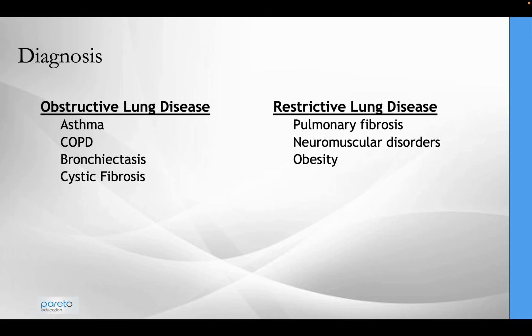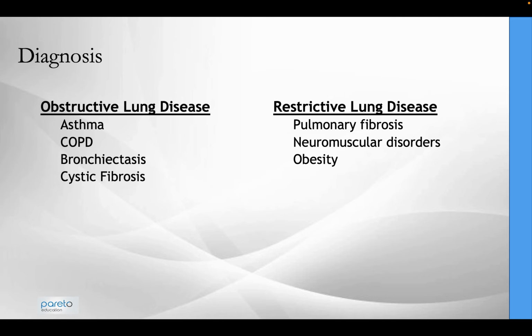So in obstructive lung diseases, we have a reduction in FEV1 over FVC ratio, whereby the FEV1, the forced expiratory volume, is reduced because of the amount of obstruction that is there within COPD patients, asthma patients, bronchiectasis patients, and cystic fibrosis patients, whilst the total amount of air they can get in remains exactly the same.